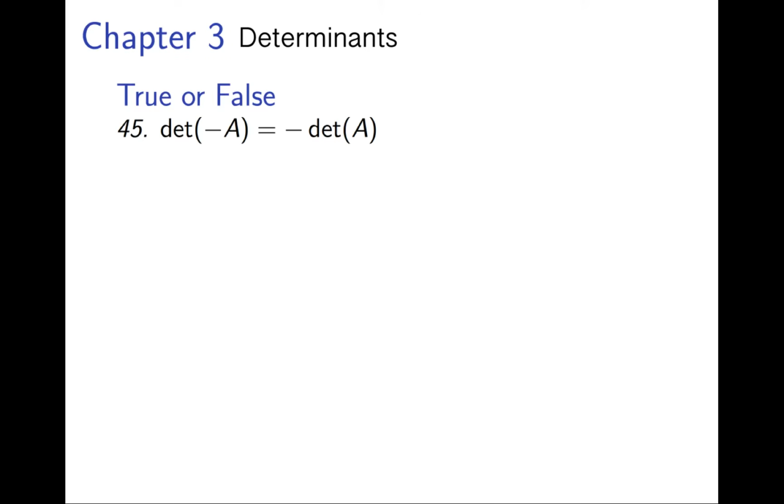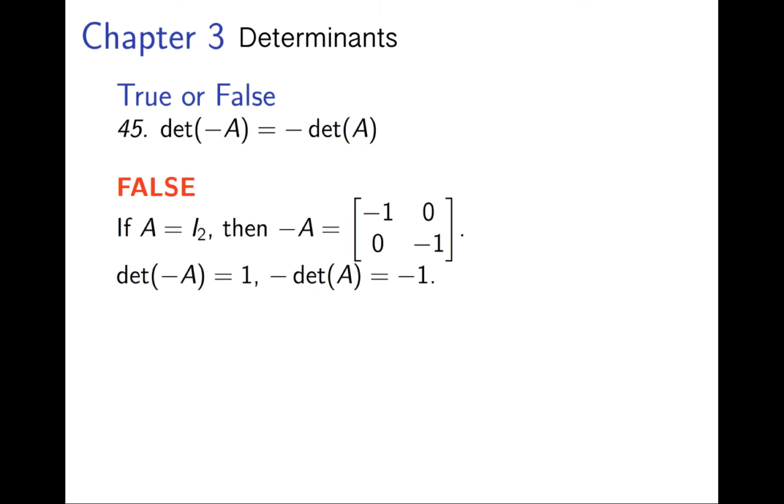Number 45. The determinant of negative A is equal to negative determinant of A. Wrong. We could take A to be the identity matrix again. So negative A would be -1, 0, 0, -1. The determinant of negative A is 1, right? Multiply the entries down the main diagonal. But negative determinant of A is -1.